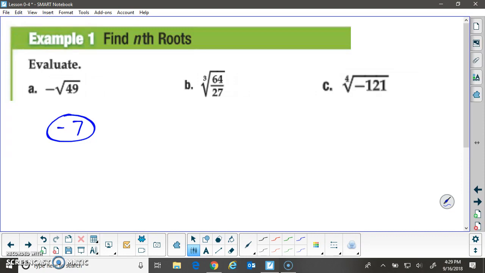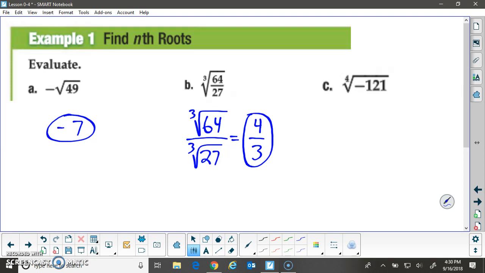Letter B, we've got a cube root this time, and we've got a fraction. So anytime you got a fraction inside of a root, you can split it apart. So that's the first thing I'm going to do, split this fraction apart. It remains a third root, but it's the third root of 64 over the third root of 27. Now we can actually take the third root of both of those numbers. The numerator gives us a 4, denominator is 3. That's your simplified answer.